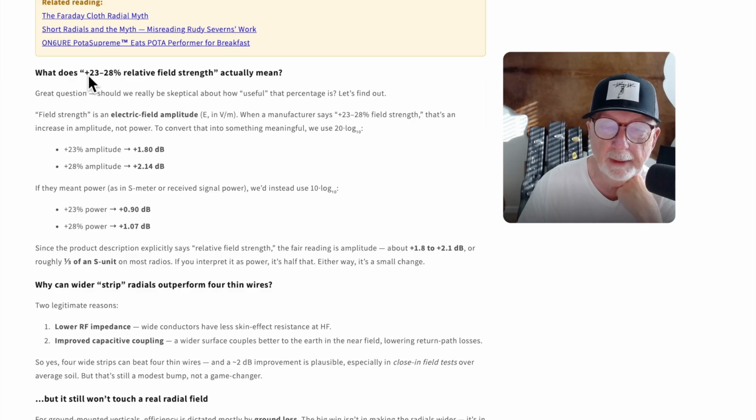What does an increase of 23 to 28% relative field strength actually mean? Field strength is an electric field amplitude. When a manufacturer says 23 to 28% increase in field strength, that's an increase in amplitude, not power. Now, to convert that into something meaningful, we use 20 times the log base 10. So, with a 23% increase in amplitude, that gives us 1.8 dB, 28% gives 2.14 dB.